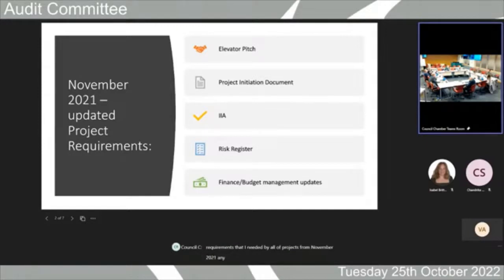Any project that goes through the Hart process needs an elevator pitch, a PID, IIA, a risk register, and finance and budget management update. So those are all the documentation.